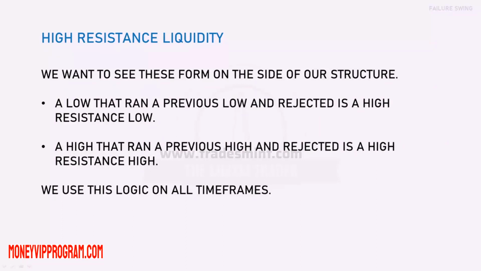Now we covered low resistance liquidity. Let's talk about high resistance liquidity, and we want to see this form on our side of the structure. So a low that ran a previous low and rejected is a high resistance low, and a high that ran a previous high and then rejects is a high resistance high. And we'll use this logic on all time frames.